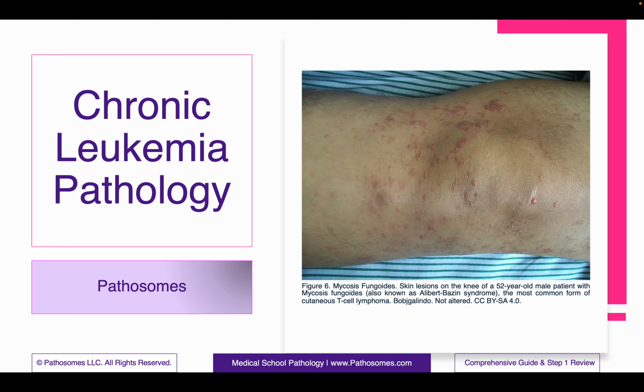You're probably wondering what's going on in this image, all my budding dermatologists out there. This patient has mycosis fungoides. Now, if you don't know what that is, don't worry, we're going to get into it.